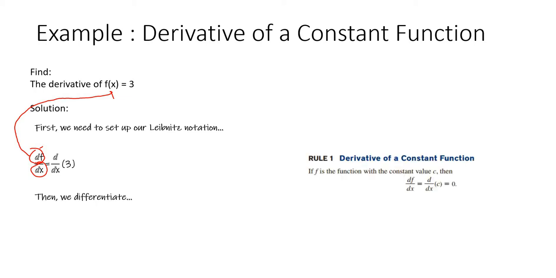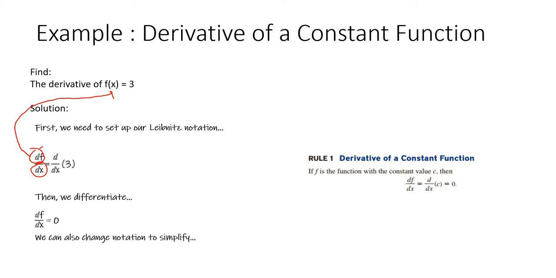Now, lucky for us, that's really easy because of derivative rule number 1, which states that if we have a function that is simply equal to a constant, then that function's derivative is going to be equal to 0. So, after we differentiate f of x, we just get 0. It's as simple as that.